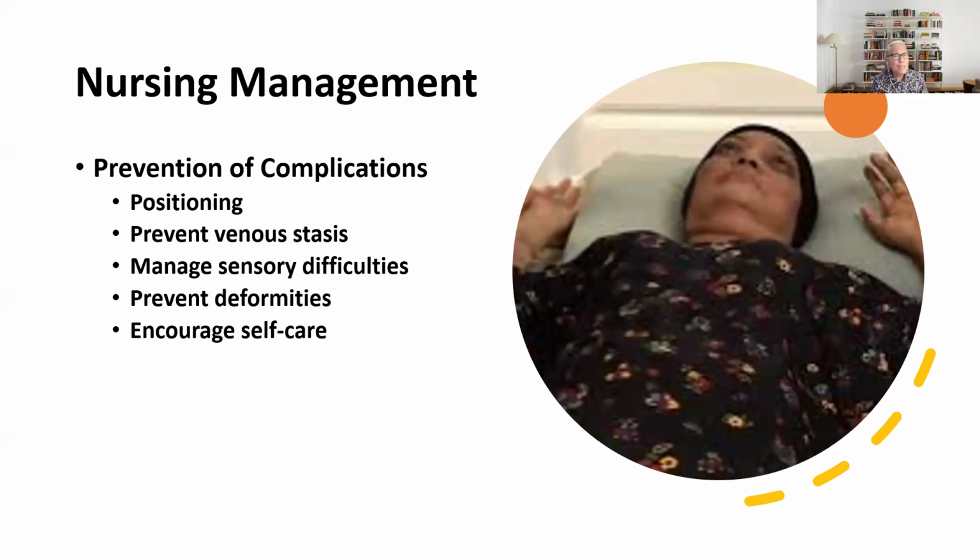Nursing care has a very, very significant impact on how patients recover. So there are several nursing interventions that have to be undertaken. Number one, positioning. And this is going to be important. What is the goal of positioning? The goal of positioning is to prevent contractures. So position to prevent contractures.